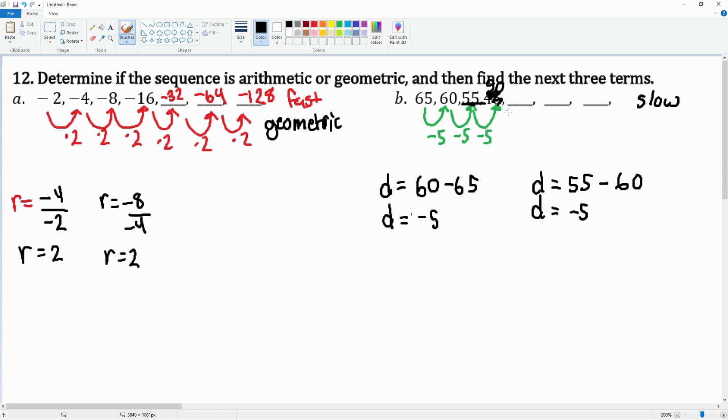That's why this should be 50. Then this should be -5. That becomes 45. Then it becomes -5, becomes 40. Then -5, it becomes 35. Okay? So there you go. This is how you could tell. Oh, if it's slow, we would say it is arithmetic. All right? You check for the common difference for the arithmetic. You check for the fast, the common ratio for geometric.